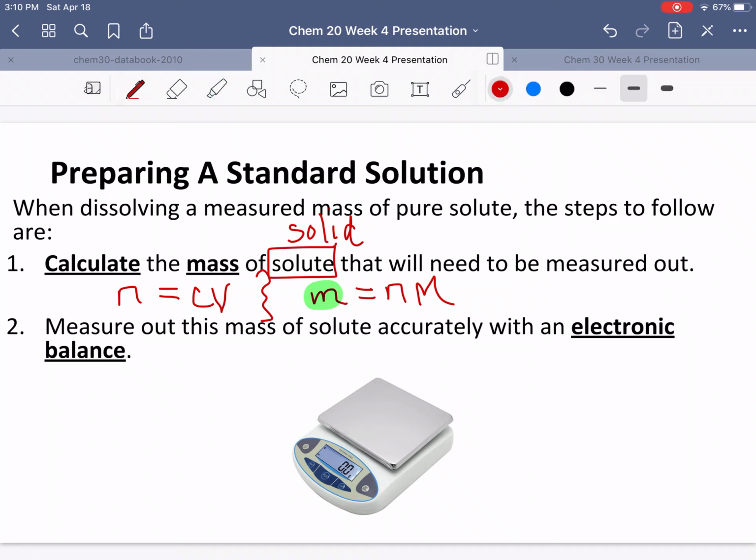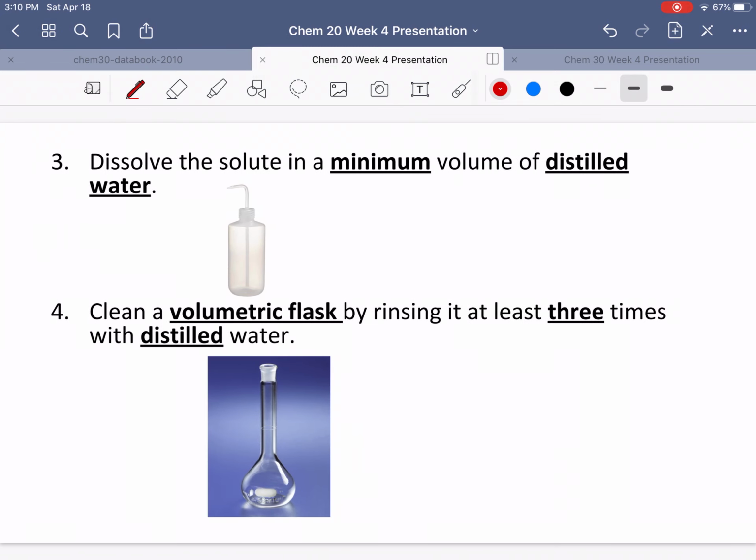Once you have that mass, we're going to use a nice accurate balance and actually get it, right? So if you calculated that you needed 1.32 grams of solute, measure it with the electric balance, and we're good to go. All right, that's steps 1 and 2. Let's move on to the third step.